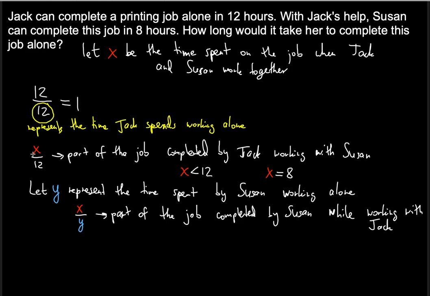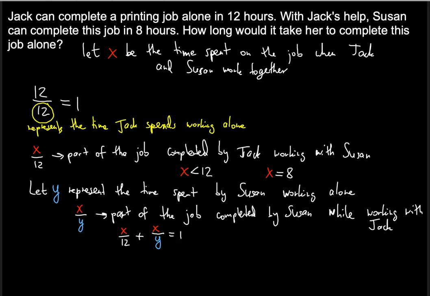Because a part of the job plus the missing part of the job that Susan is responsible for will be equal to 1. So basically what we do, we're going to set x divided by 12 plus... So the part of the job completed by Jack plus the part of the job completed by Susan should be equal to 1, because that's the entire job. And then we're going to substitute all the numbers that we know, and then we're going to solve.